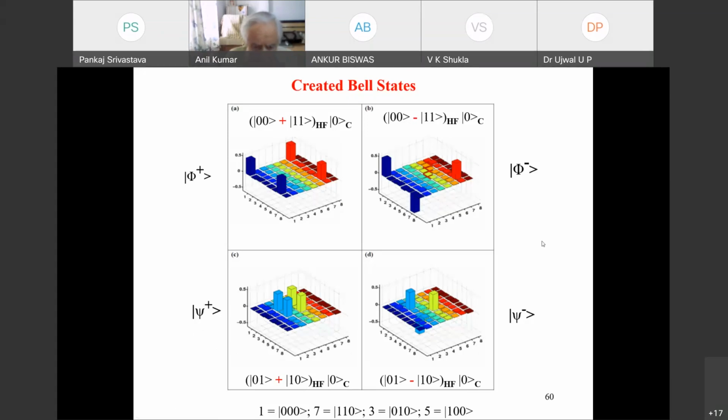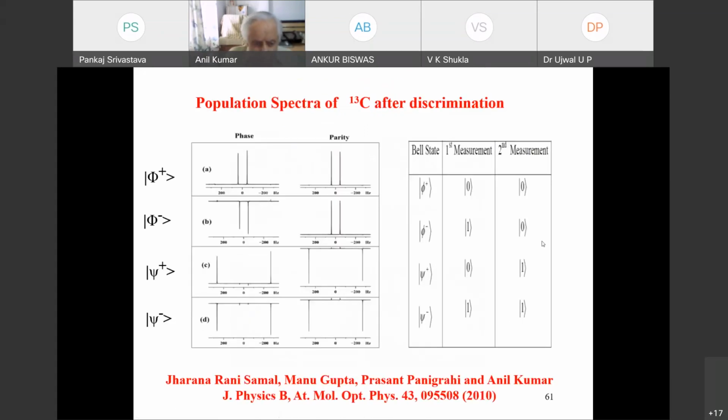To show this with tomography, there's a lot of work to be done. And so we just stick to single spectra and population spectra after discrimination. These two show that it is psi plus, this inversion, and this shows psi minus, and this shows phi plus and phi minus. And so this is the discrimination of the Bell states.